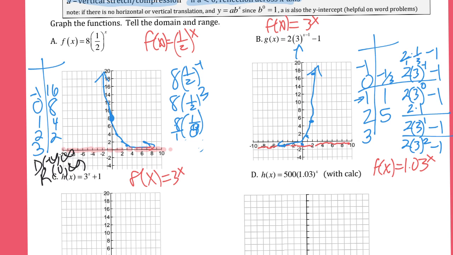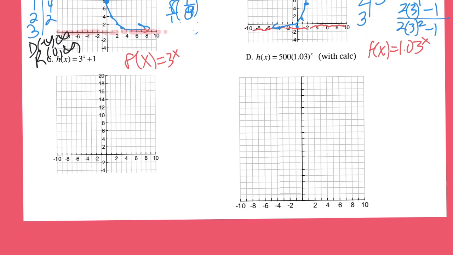So you get the trademark shape. Notice graph A is decaying because the growth factor or decay factor is 1/2. Notice letter B is growing because the growth factor is 3. And so it's growing or decaying depending on whether the base, the thing that's holding up the x, is going to be bigger than 1 or smaller than 1.